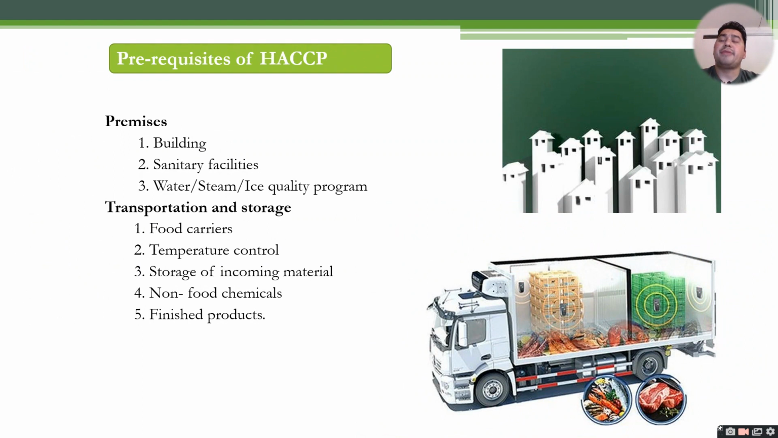Now, the prerequisites of HACCP, we will learn them in a detailed way. First, we have the premises. What will come under the premises? Under the premises, it will come building, sanitary facilities, water, steam, and ice quality program.